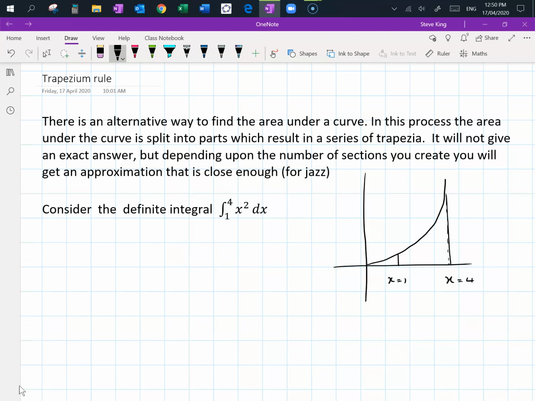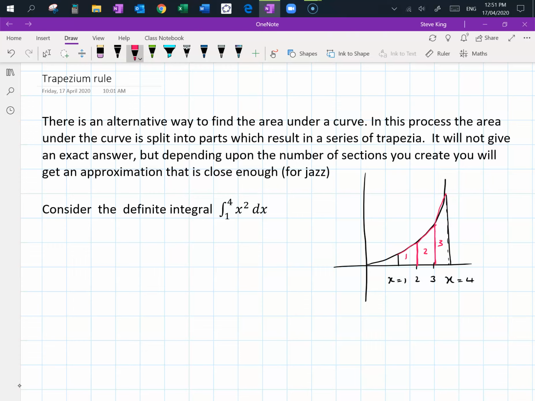Now, what we can do is we can split this up into different trapeziums. So I'm going to split over here at 2 and 3. So that's 2 and that's 3. What I'm going to do is draw a line from there up to the graph, and a line from there up to the graph. And then I'm going to create trapeziums, 3 of them in total. So I'm going to call that area 1, area 2, area 3.